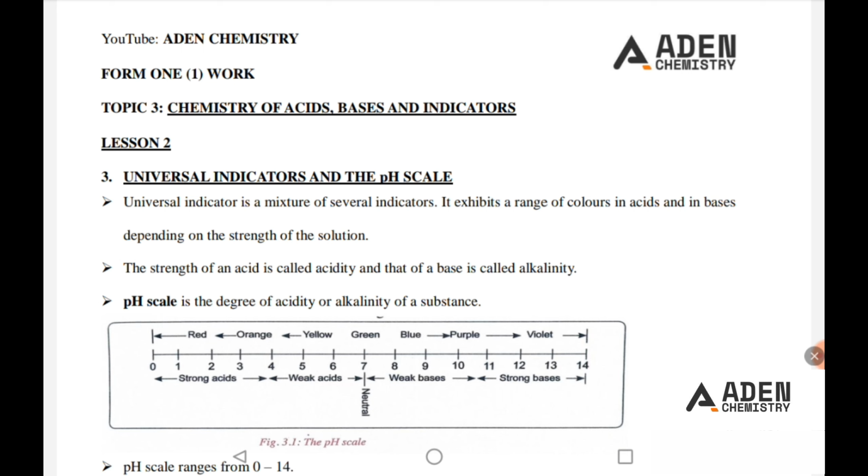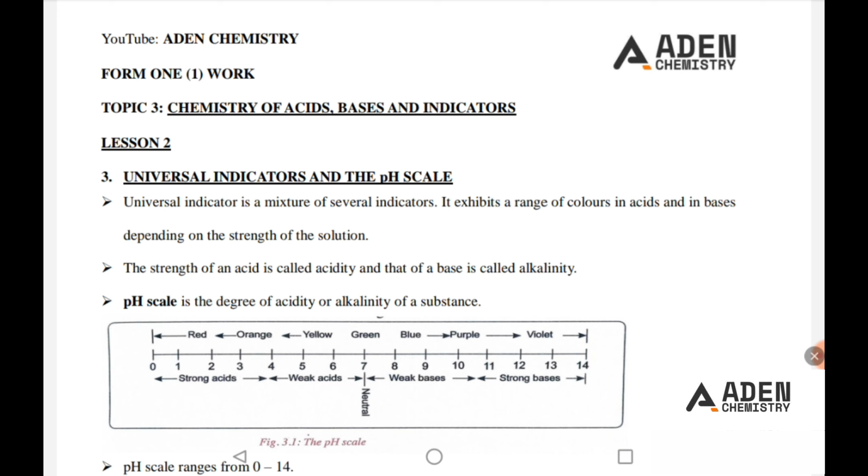For example, we're having a strong acid, weak acid. We're having a strong base, weak base. And for that, we are going to use the pH scale. So next, the strength of an acid is called acidity, and that of a base is called alkalinity or basicity. So next, pH scale is the degree of acidity or alkalinity of a solution or a substance.